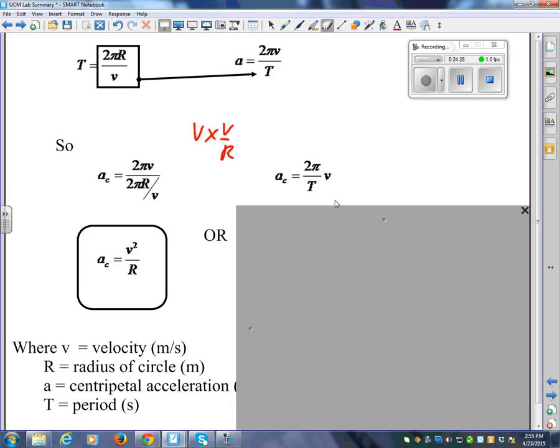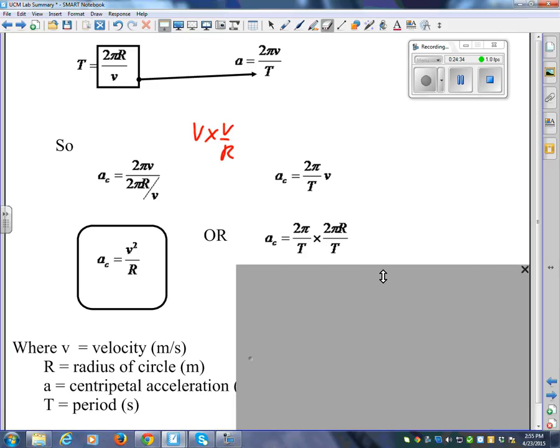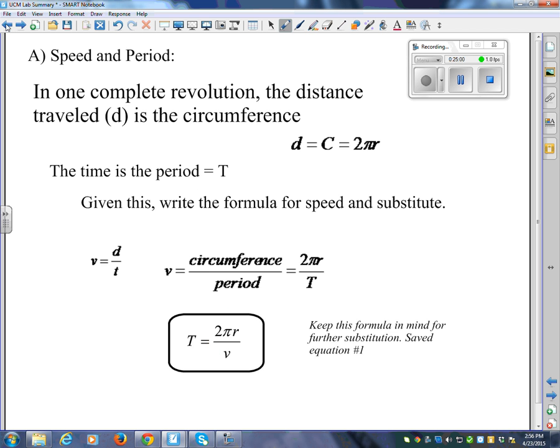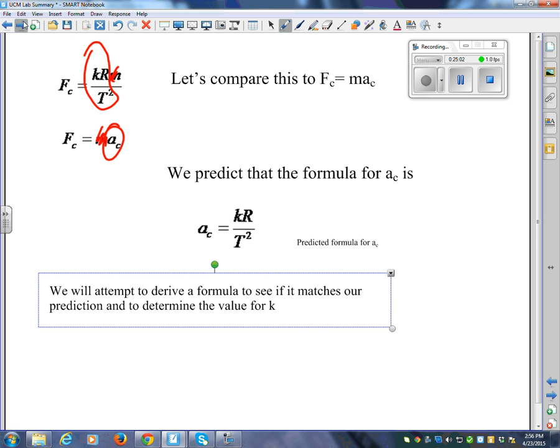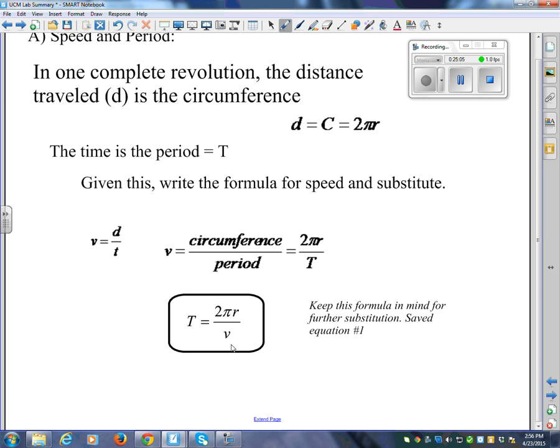So that's it. And the reason I do that, Hannah, is because v, from way back at the start, remember the velocity? It was the first one we did. Velocity was 2 pi r over t. That was equation number 1, I think. Equation 1, let's check. Right there, T equals 2 pi r over V, right? Which was the same thing.